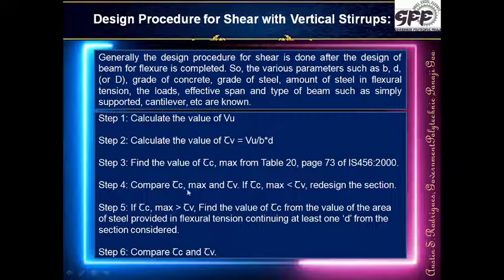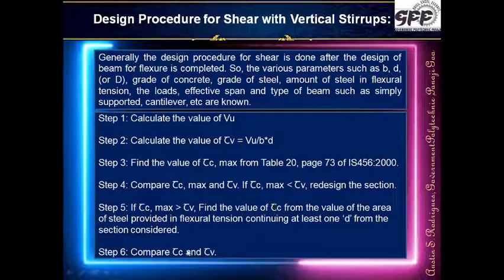Step number 5, if this is not true, that is if tau C max is greater than tau V, or tau V is less than tau C max, find the value of tau C, the concrete's own shear resisting capability. Based on whatever research has been done, the IS code has given us tau C based on the grade of concrete and how much steel has been provided at that section, where the steel continues further towards the support by at least 1 D from the section considered. So based on that, we find the value of tau C.